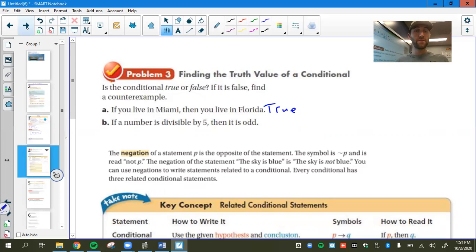Letter B, if a number is divisible by 5, then it is odd. That's false. What's a counterexample to that, right? What can we use to prove that it's false? Well, the number 10, right? That 10 is divisible by 5, but it's even. Perfect. So we can use this negation or this counterexample, okay?